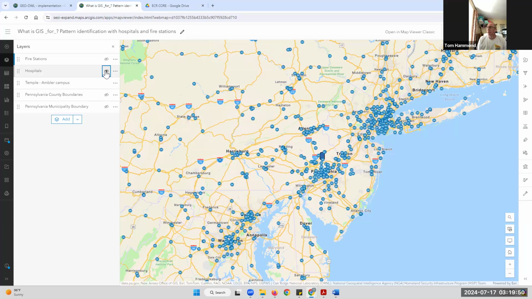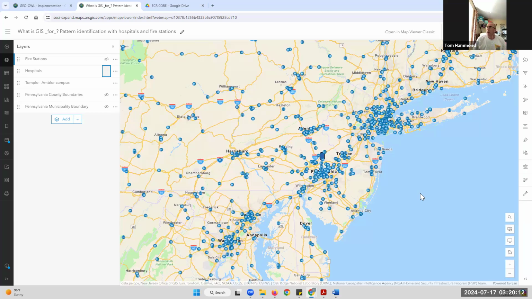And when you look at where these markers are concentrated, it seems like they're concentrated in cities, right? I see a whole bunch in Philadelphia, I see a whole bunch down here in the Washington or Baltimore area, Allentown, New York City, Harrisburg, etc. So I guess that makes sense. Hospitals are in cities because that's where a lot of people live.